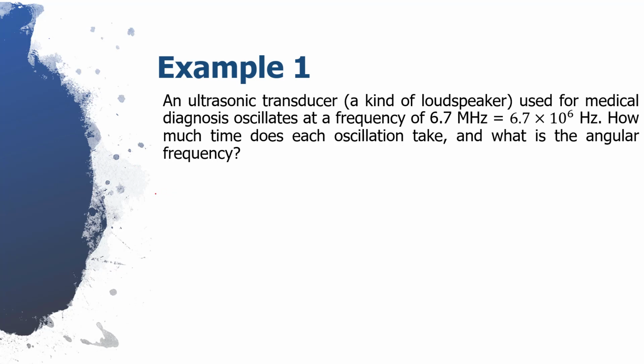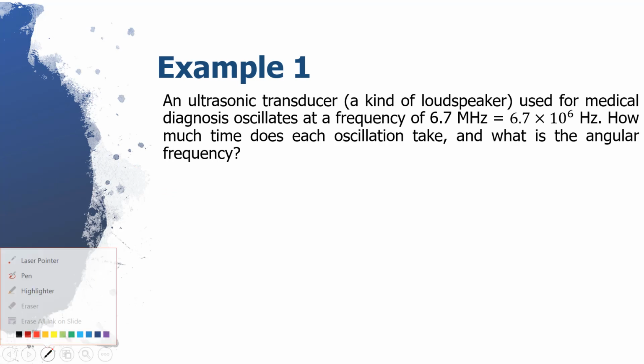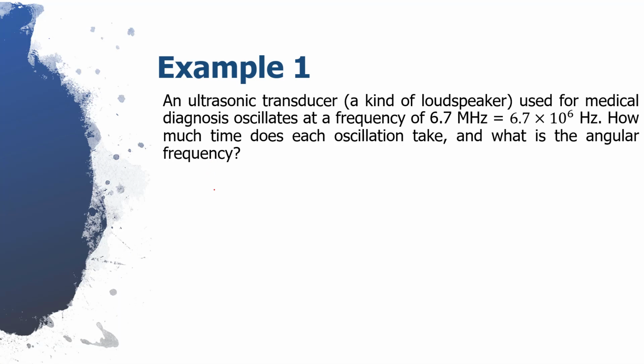Given is that the frequency of oscillation is equal to 6.7 megahertz. So given, the frequency is 6.7 times 10 to the 6 hertz. Mega means 10 to the 6. So how much time does each oscillation take?